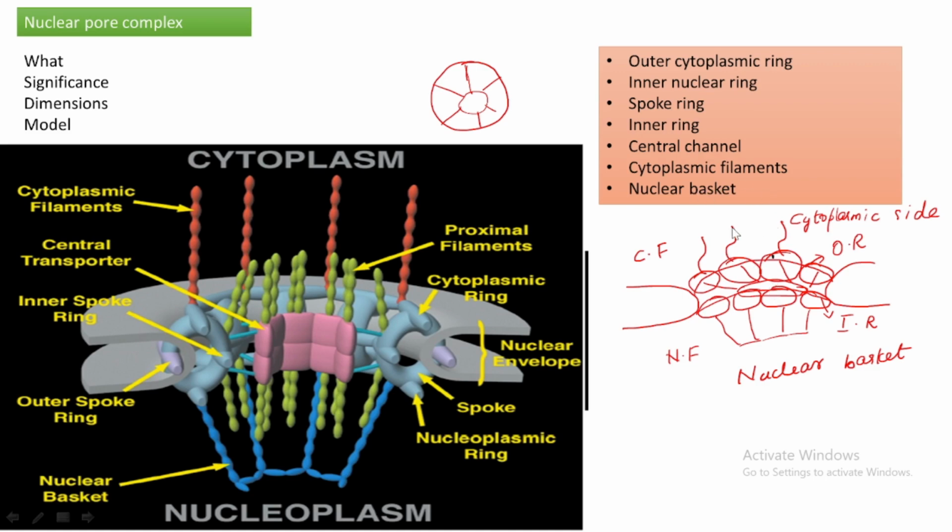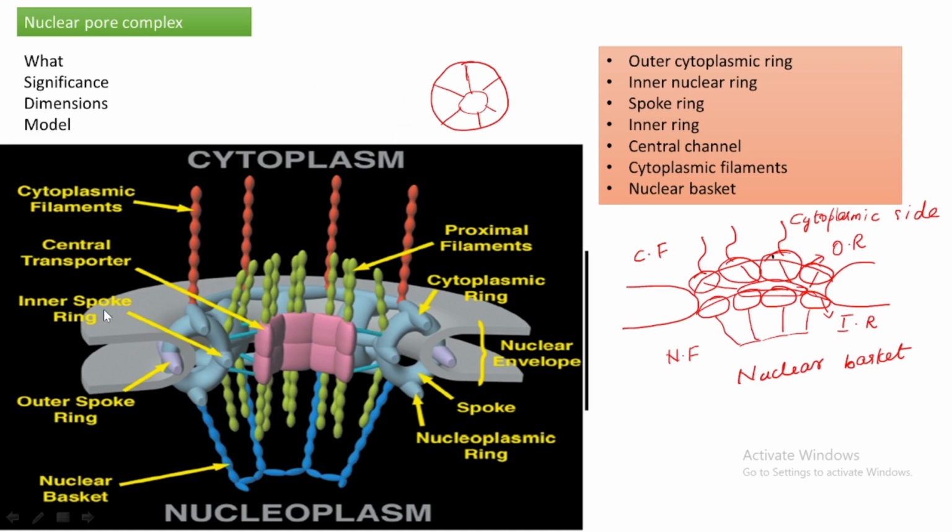Then cytoplasmic filaments are those filaments that emerge from the cytoplasmic ring, and nuclear filaments are not mentioned here anyway. Nuclear filaments are those filaments that arise from the nuclear ring and they converge to form the nuclear basket. Okay, I hope all of you understand all the terms relating to this nuclear pore complex.